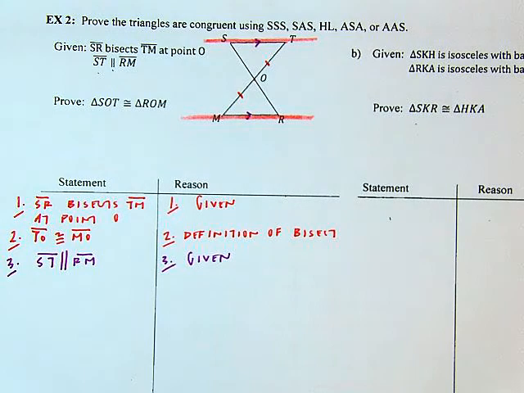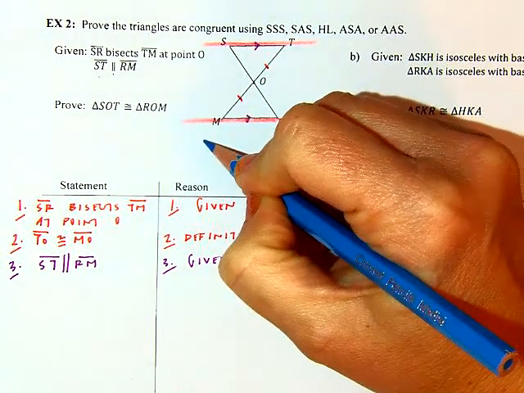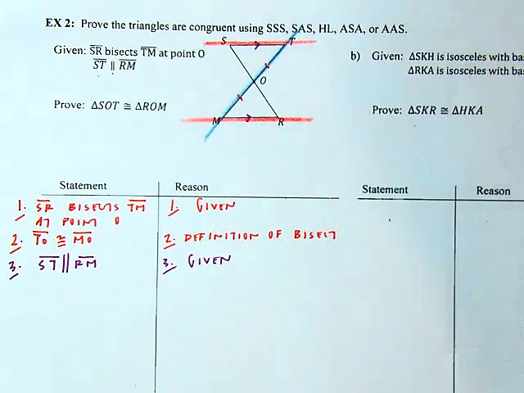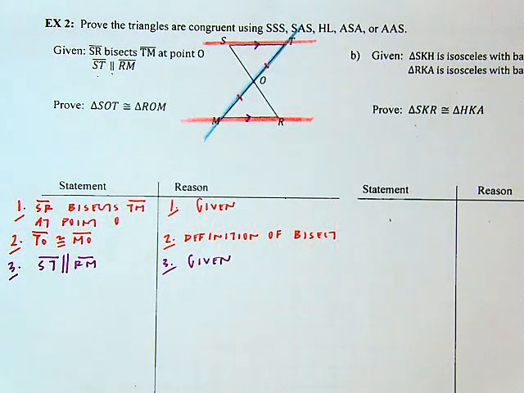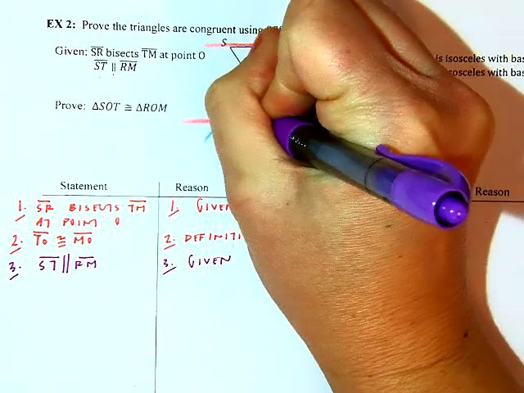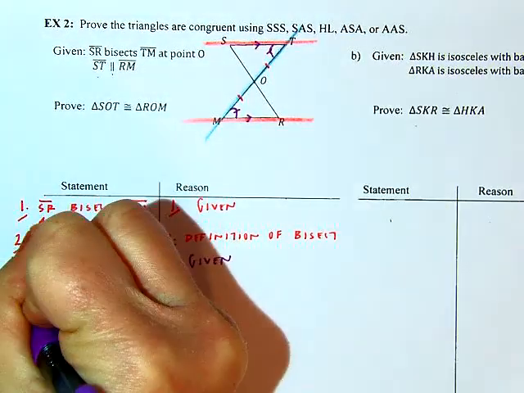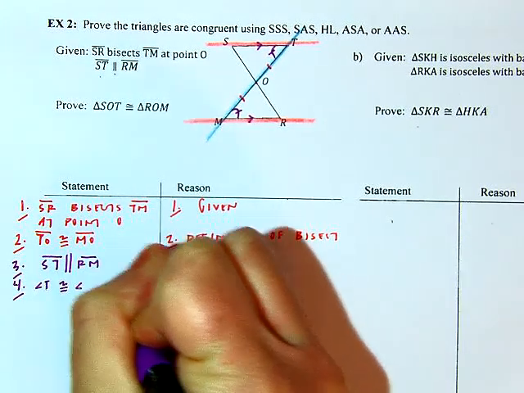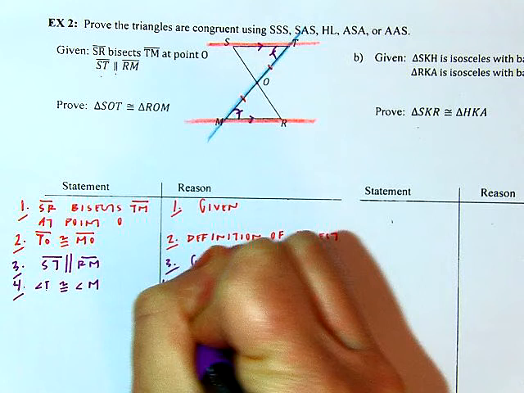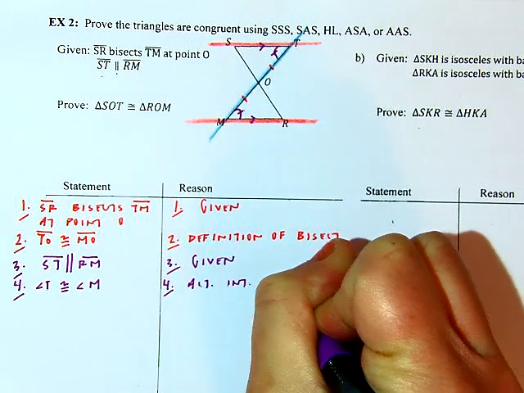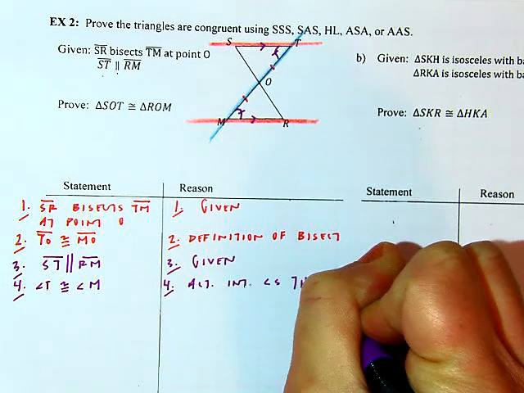Okay, so now from here, let's say that I draw in one transversal. Let's say I draw in this one, and I have options, but I'm picking one. So if I draw in this one, then I can build off of those parallels to link up my alternate interior angles here. So I can say that angle T is congruent to angle M. Alternate interior angles theorem.